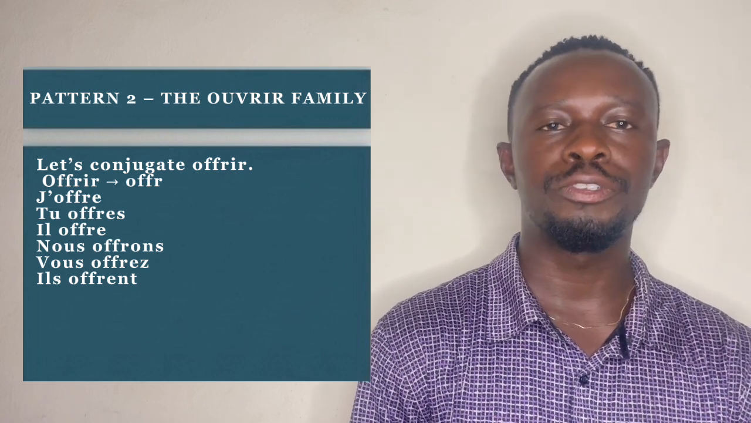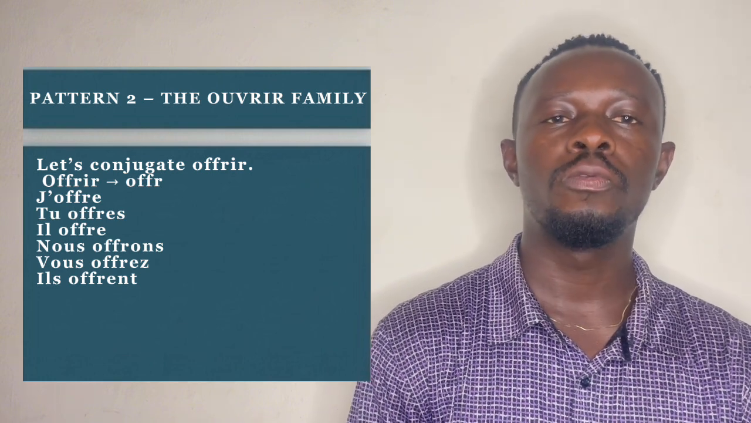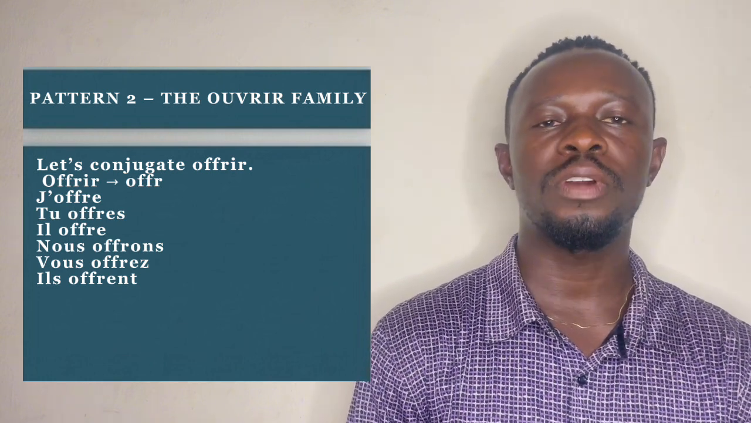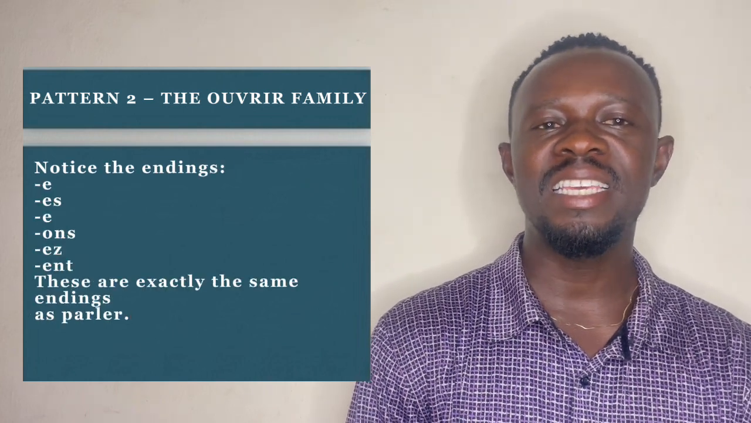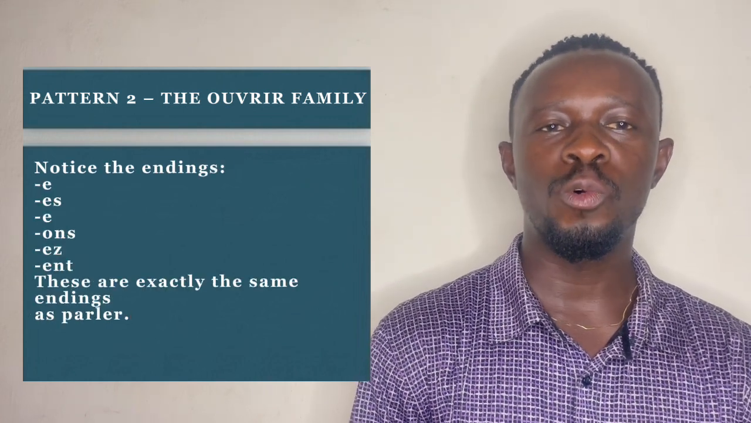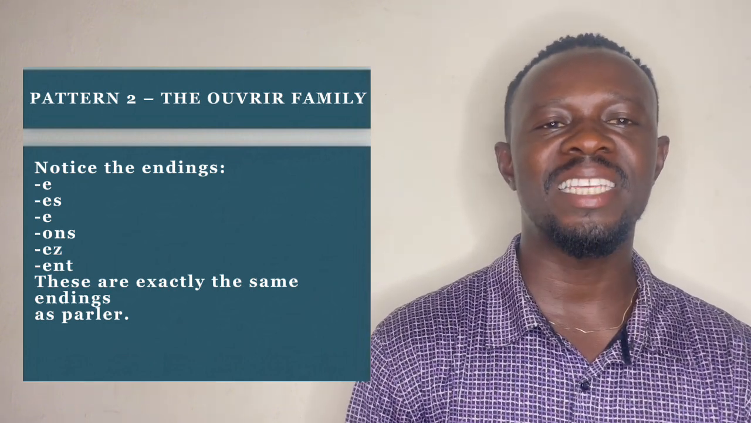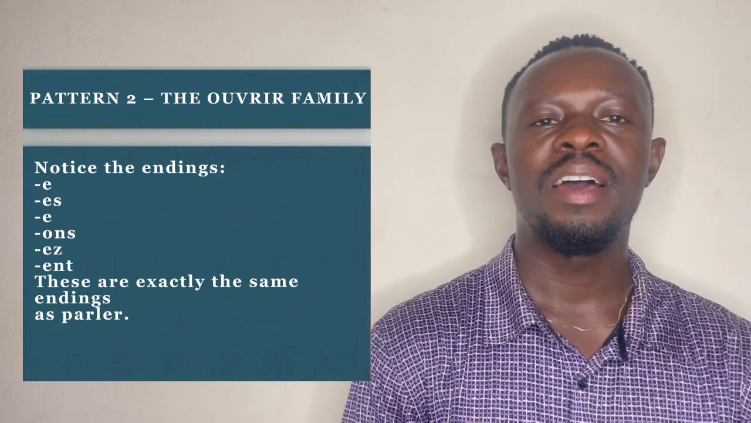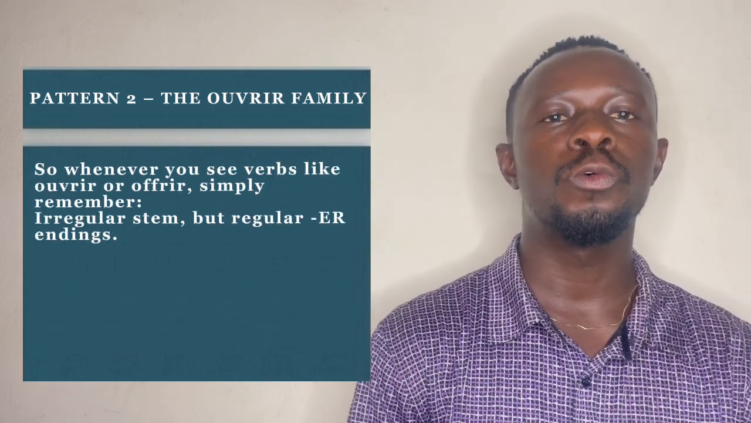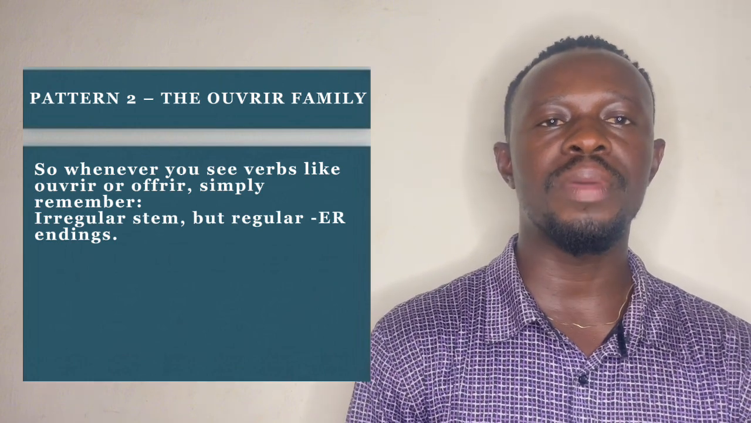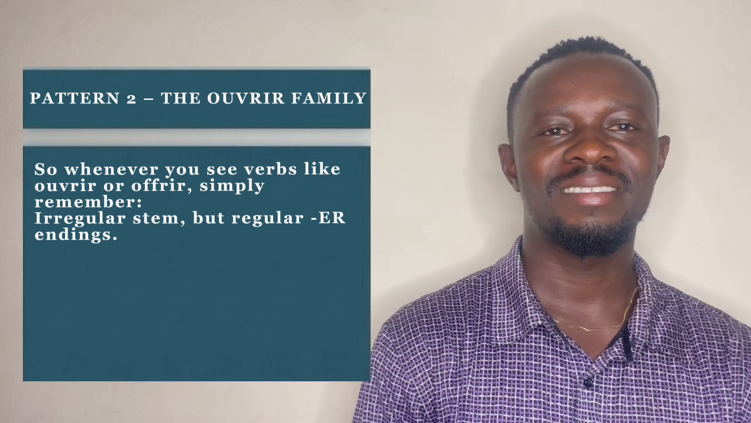Now, it gives us j'offre, tu offres, il offre, elle offre, nous offrons, vous offrez, ils offrent, elles offrent. Notice the ending. The endings are E, ES, E, ONS, EZ, and ENT. They are exactly the same endings as parler, that's our regular ER verb. So, whenever you see verbs like ouvrir or couvrir, simply remember irregular stem but regular ER endings.